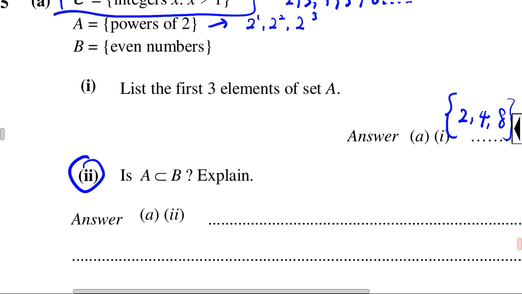It contains 2, 4, 8 also. But 2 is not an even number. Oh, yeah. But B, 2, 4. It's a prime number.